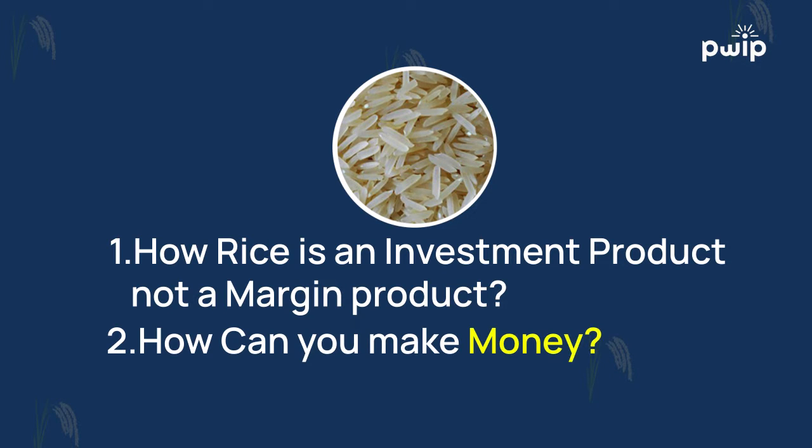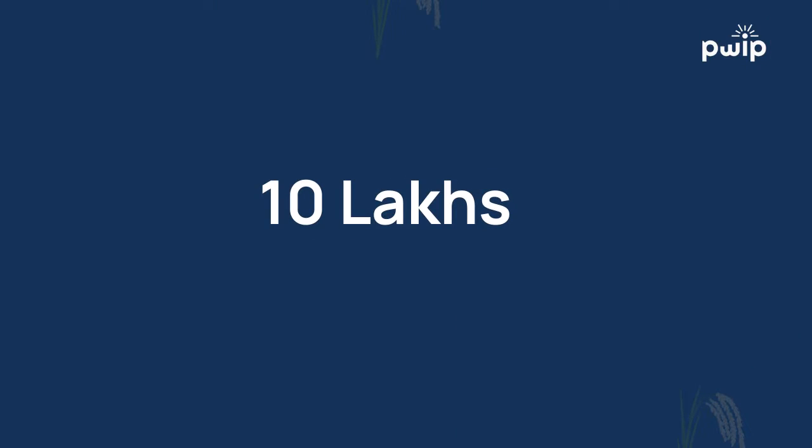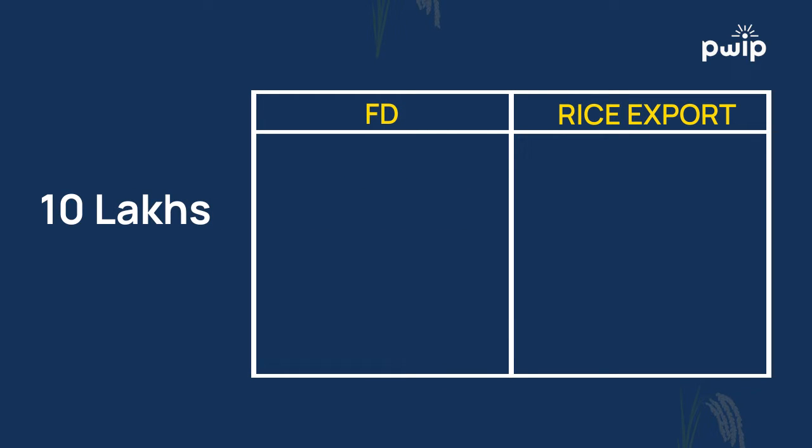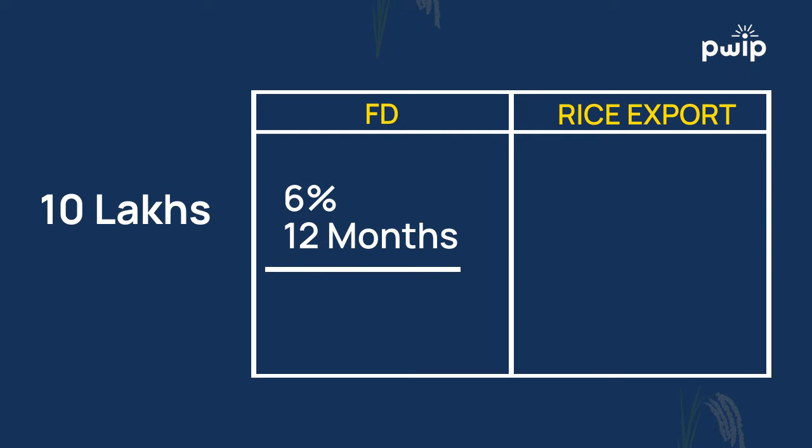How can you make money? You look at it like this. For example, let us say that you have 10 lakh rupees with you. If you keep it in your FD, you might earn 5 to 6% per annum. So I'm going to divide 6% by 12 months, right? Because 6% per annum in FD means you're getting 0.5% interest per month.